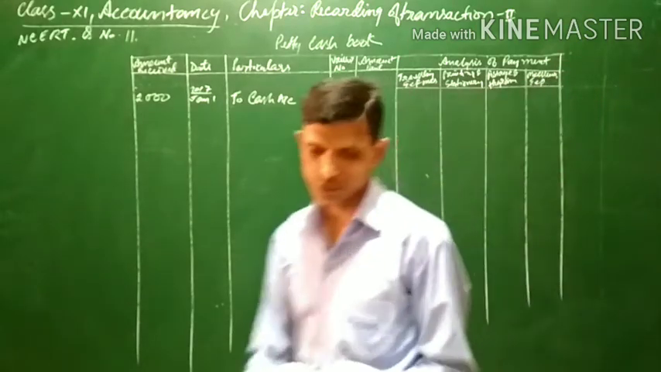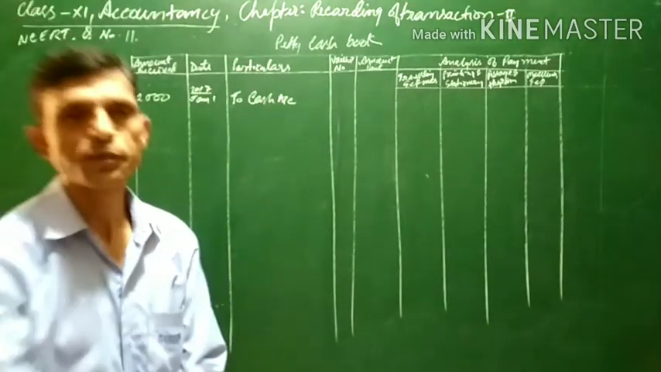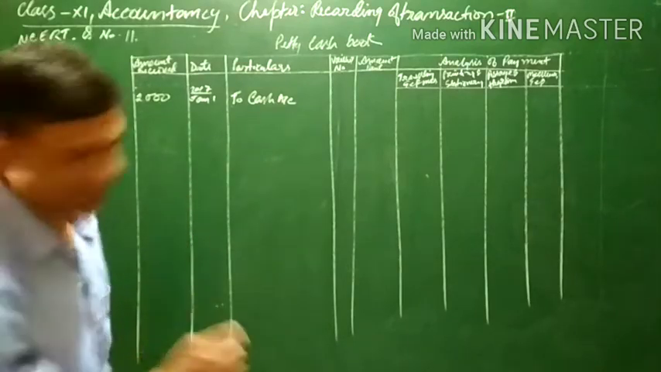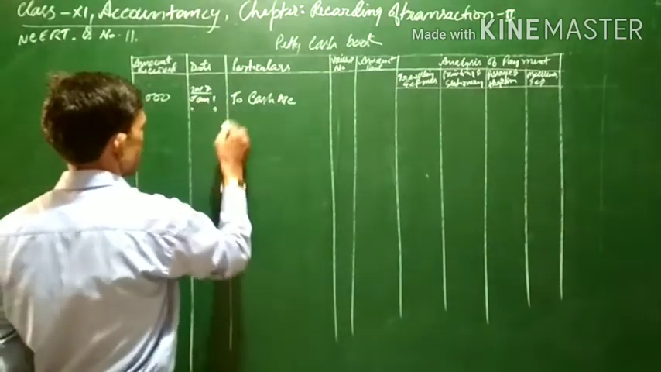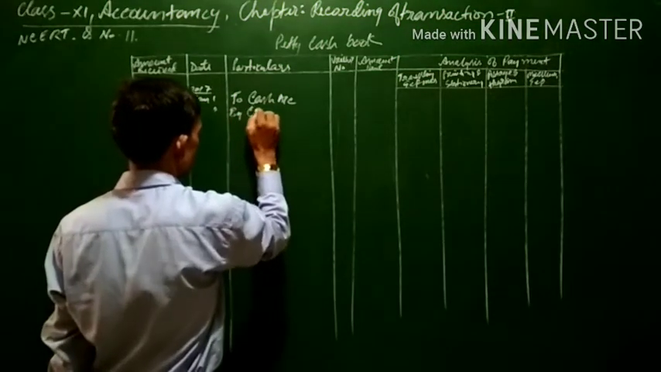These are the 3 columns which we have drawn. Now, first of all, cartage is paid. If cartage is paid, then the first entry, on 1st of January, will be cartage. When cartage is paid, we will write "By cartage."